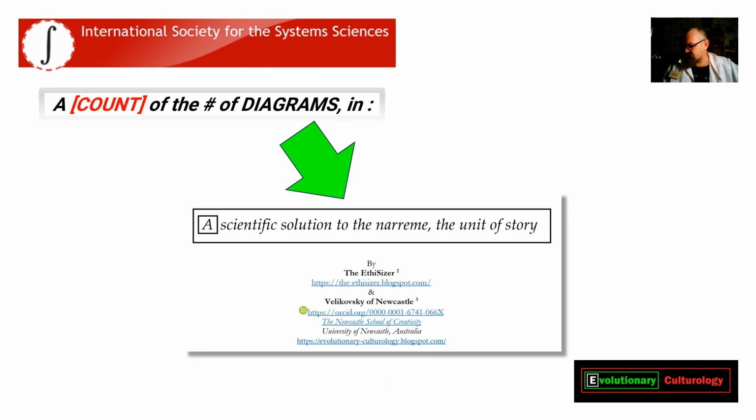First, let's get the old 3 laws lens out. 3 laws of fractal hole-on partons, or units of culture. And let's do a count. How many diagrams do we actually have here in this unit of culture? This paper here. Let's have a look. Science is all about counting and measuring things and using maths. You've got to love it. Let's do a count, using the 3 laws lens.